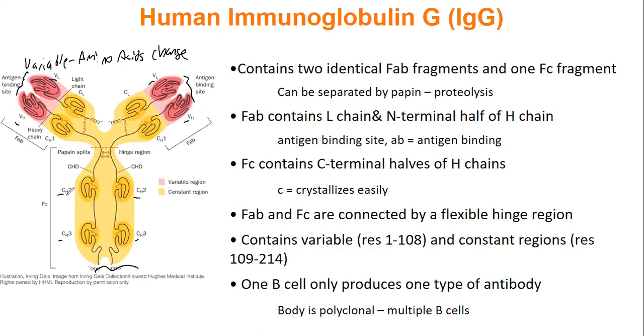We can roughly split our antibody into two parts. The arms of the Y are called the Fab region, and the tail of the Y is called the Fc region. Ab stands for antigen binding site. The C stands for crystallization. Fc regions, when you cut them off, will make crystals super easily.